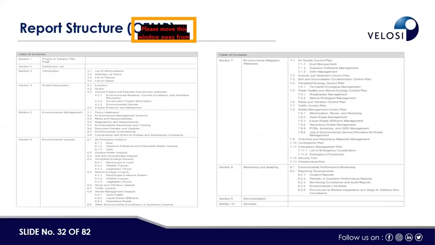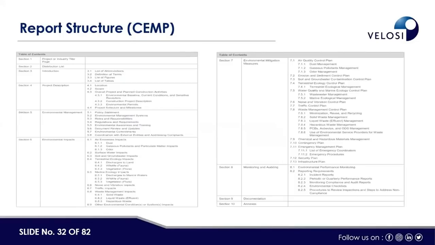This is basically the report structure that we normally follow. You can see that there is an introduction, then we have to give the project description. It's basically a report structure of the CMP. Then we give the project description during the construction. Then we have to identify the baseline conditions or the sensitive receptors. We have to give the schedule and the milestones.